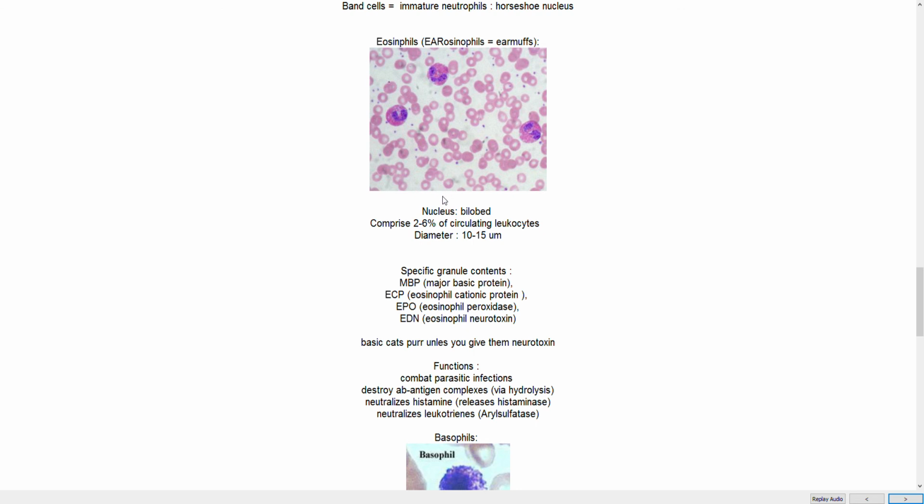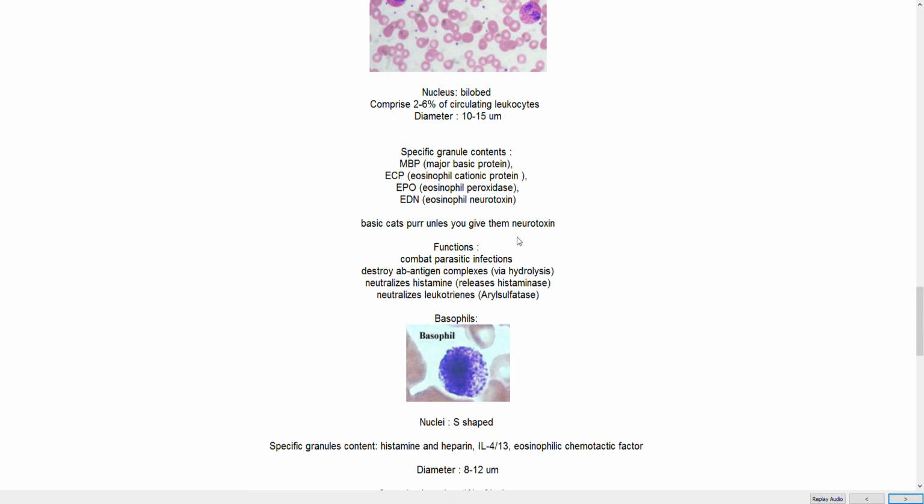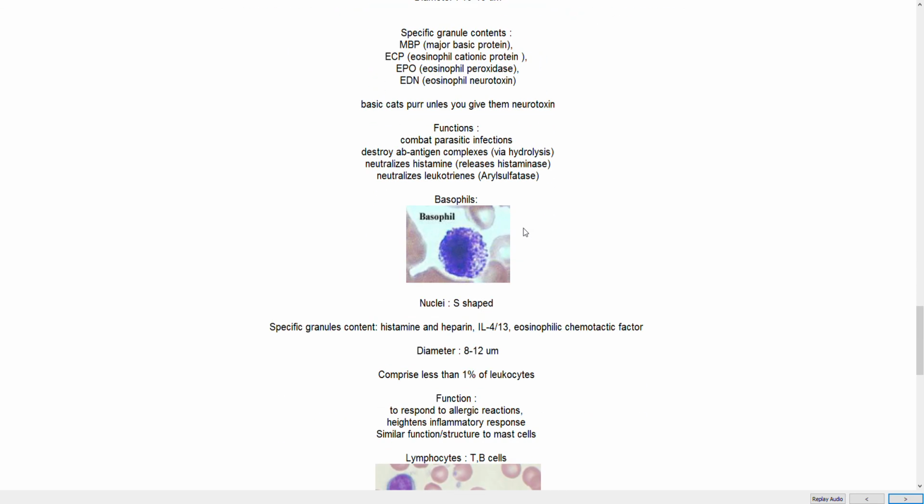Eosinophils contain a couple of very specific components in their granules, which a lot of med schools will ask you to memorize, and here they are for you. So they are major basic protein, eosinophil cationic protein, eosinophil peroxidase, and eosinophil-derived neurotoxin. And a way to remember this is that basic cats purr unless you give them neurotoxin. So major basic protein, cats for cationic protein, purr for peroxidase, unless you give them neurotoxin, so eosinophil neurotoxin. And if you can just remember a cat with earmuffs, that should help you remember all the details that are important about eosinophils.